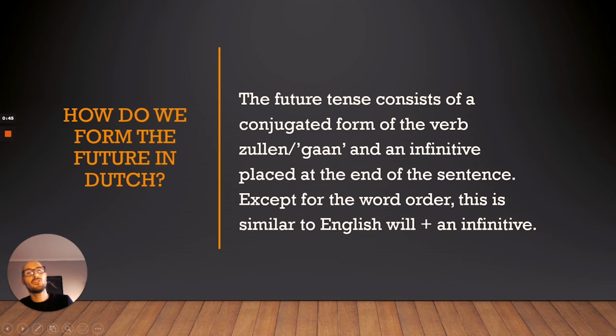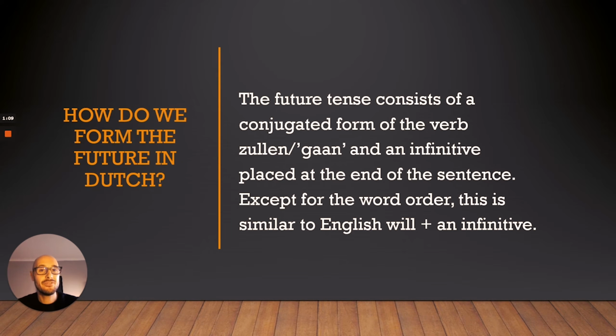Okay, so how do we form the future in Dutch? Well, the future tense consists of a conjugated form of the verb zullen or gaan. So zullen or gaan will be our auxiliary verb. And then afterwards we place an infinitive. What is an infinitive? It is the verb in its purest form at the end of the sentence.